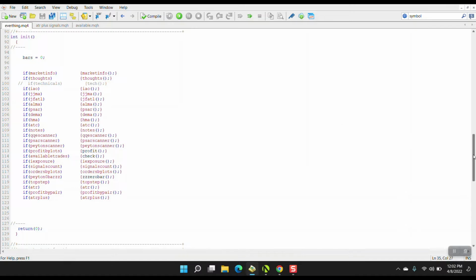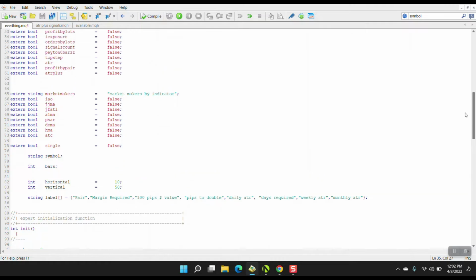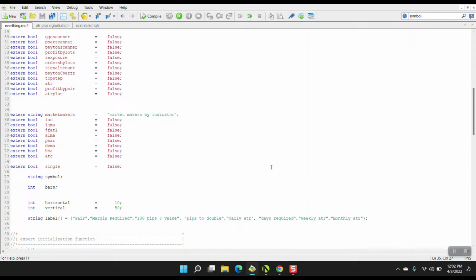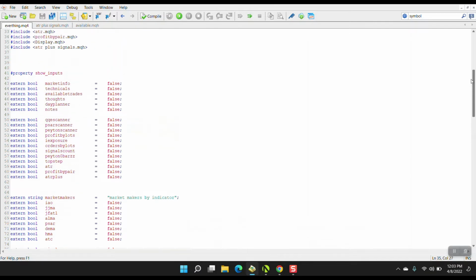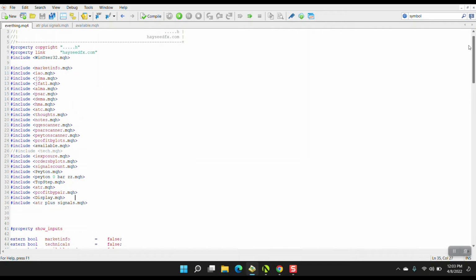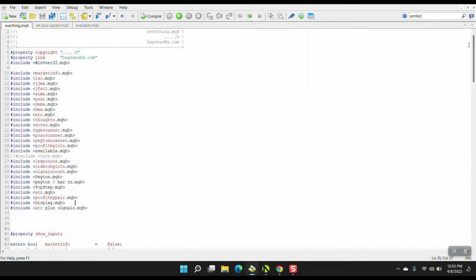Let's go up here. There is a handful of these deals, just like normal, like we all have. A bunch of true false bools. They're all false. You'll see why in a second. And then you have the includes. Include ATR plus signals. And if you don't know what includes are, you will by the time I'm done. Display, profit, all those things, and actually even more.